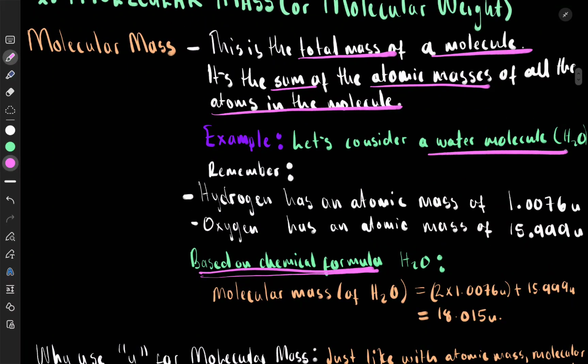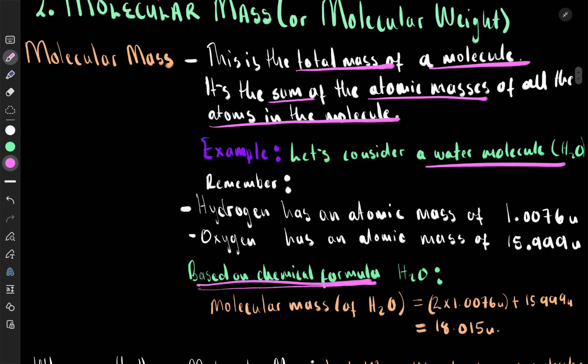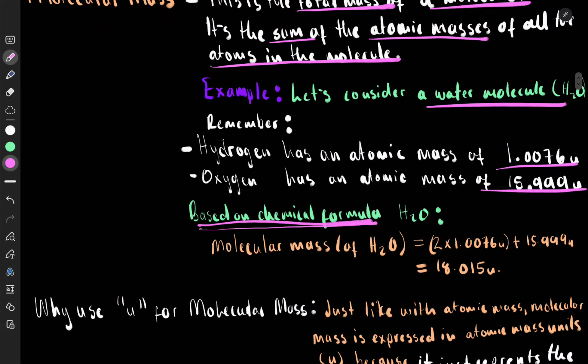So let's consider water. If we want to find the molecular mass of water, we look at its formula, H2O. We take hydrogen, which has an atomic mass of about 1.0, and oxygen, which has an atomic mass of about 16. Since there are 2 hydrogens, we say 2 times that of hydrogen, then we have 1 for oxygen. We add them together and get the molecular mass, 18.015 atomic mass units. We now have the molecular mass of water.